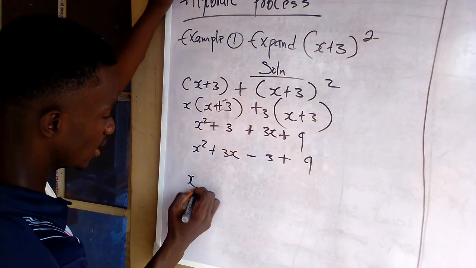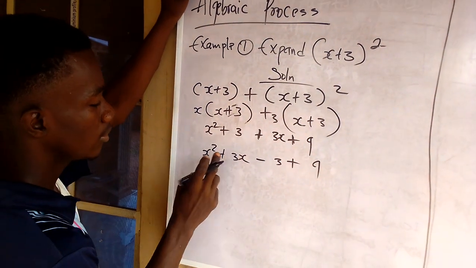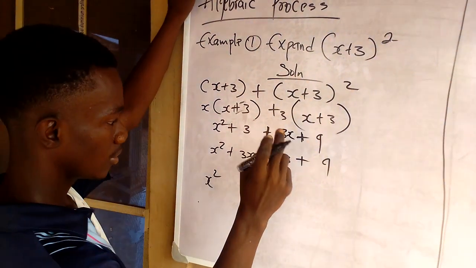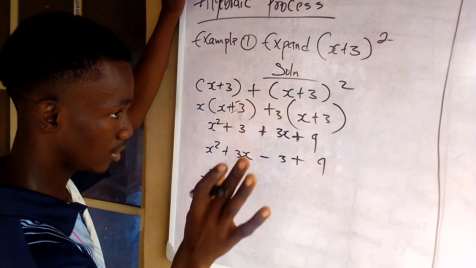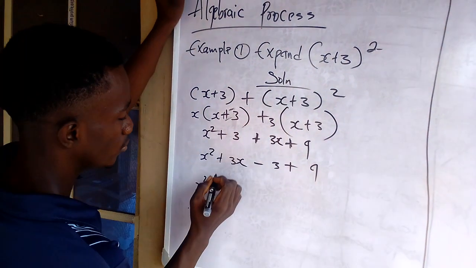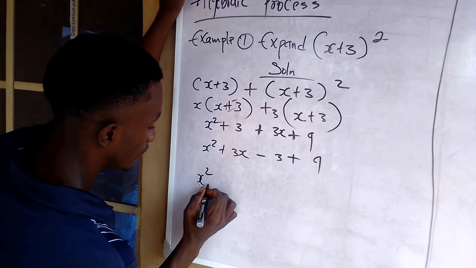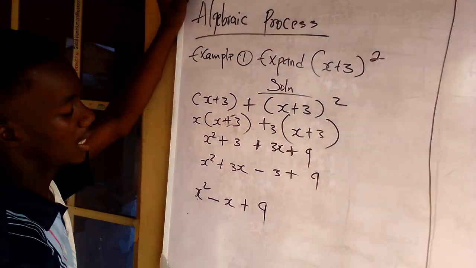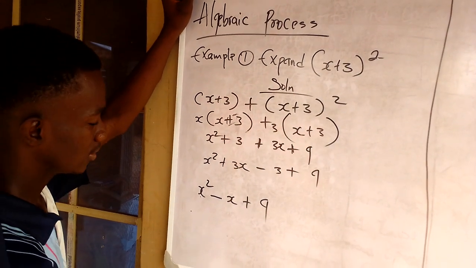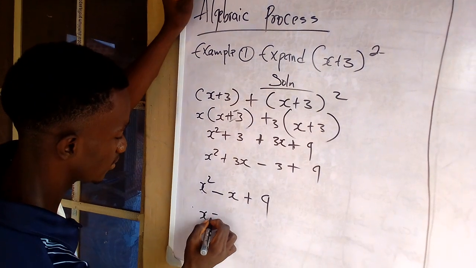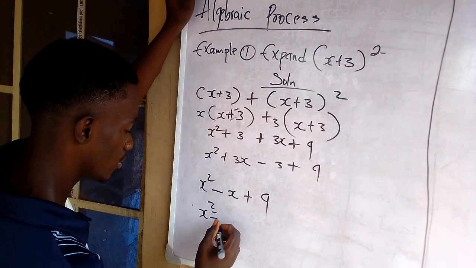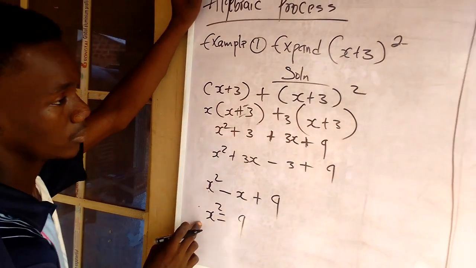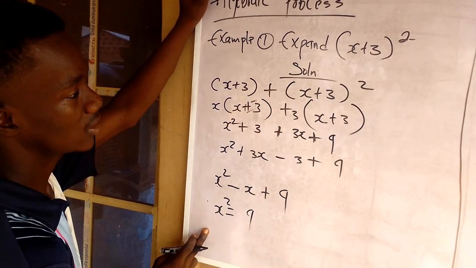Now you say x squared, plus 3x plus 3x gives 6x, plus 9. So the answer is x squared plus 6x plus 9. So this is for such examples like this.